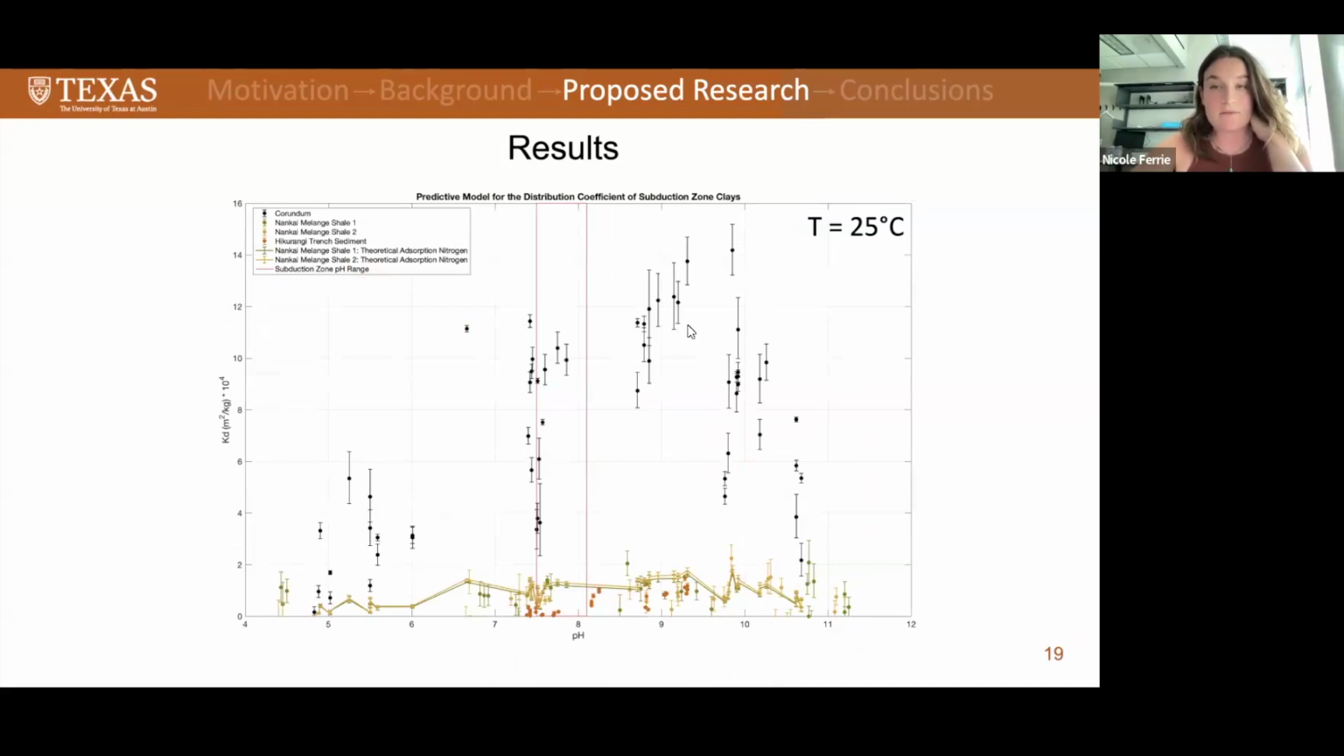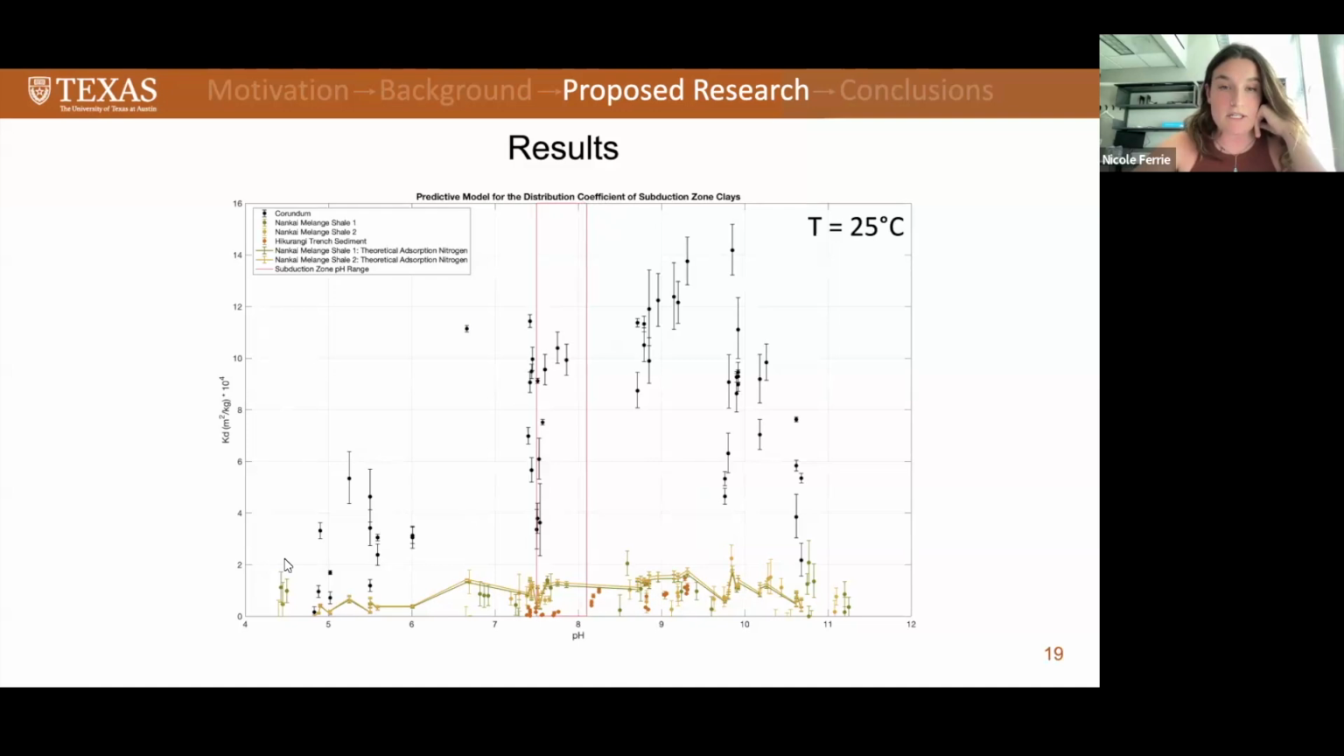In the black, we have boron adsorption results on corundum, which is this 100% aluminum oxide. And then in the green and the yellow points are boron adsorption results from Nankai. And then in the orange, I have boron adsorption results from Hikurangi. In the red box here, we have the pHs that are typical of subduction zones. And then the line is our model application.